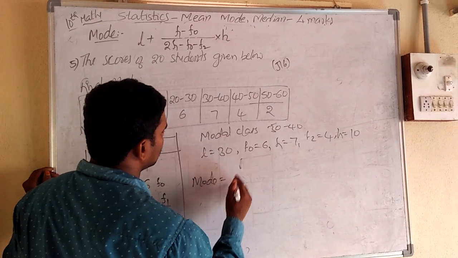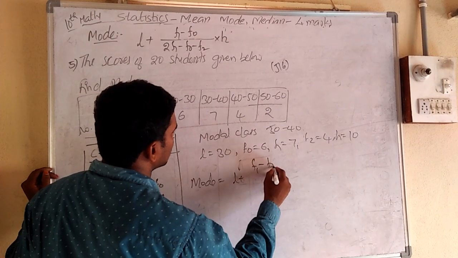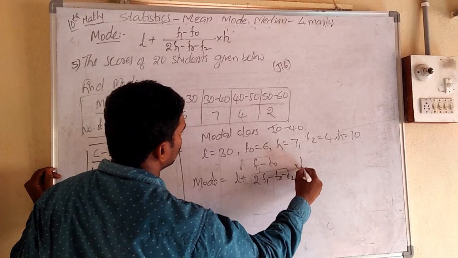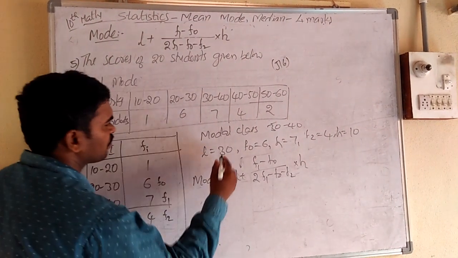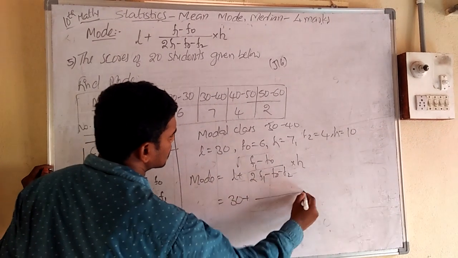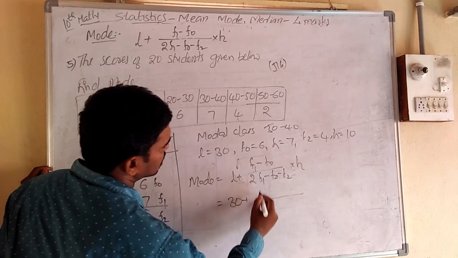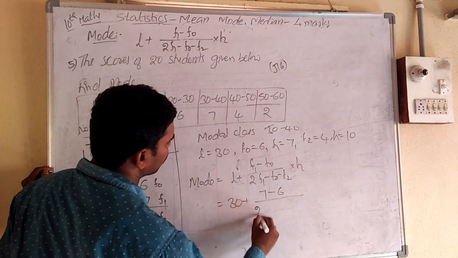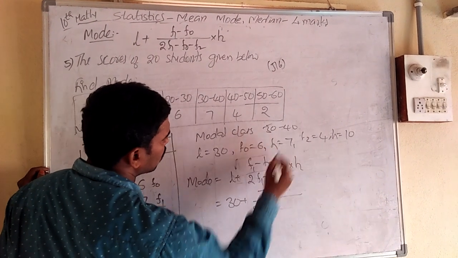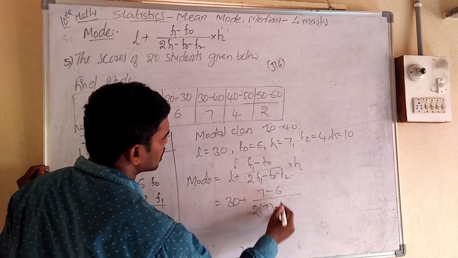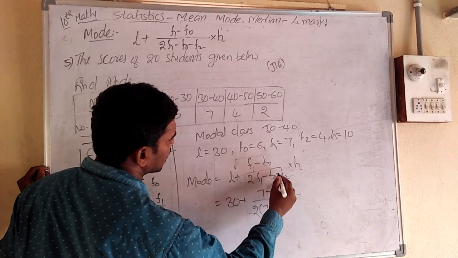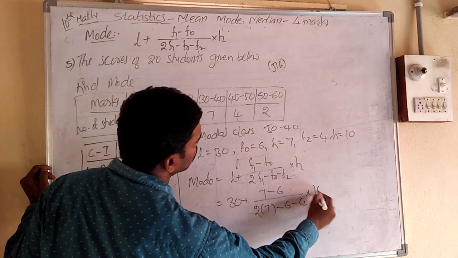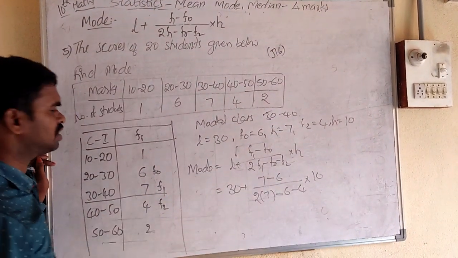So now the mode formula: L plus (f1 minus f0) by (2f1 minus f0 minus f2) into h. L value 30, plus f1 7 minus f0 6, by 2 into f1 7, minus f0 6, minus f2 4, into h value 10. See how much it is.